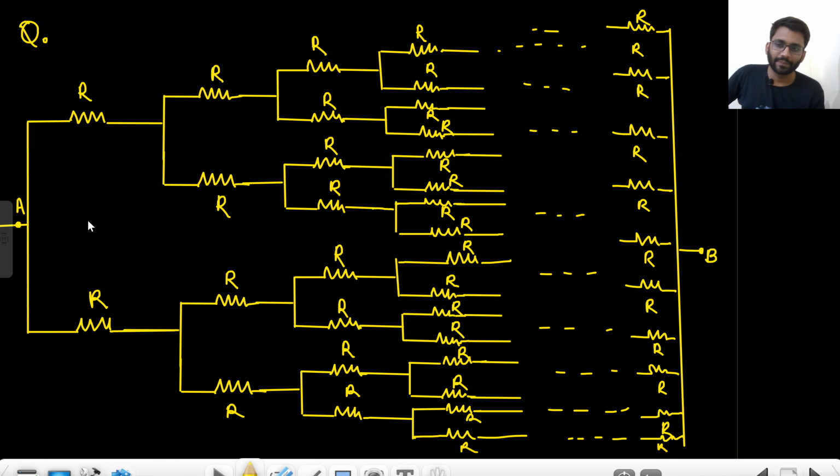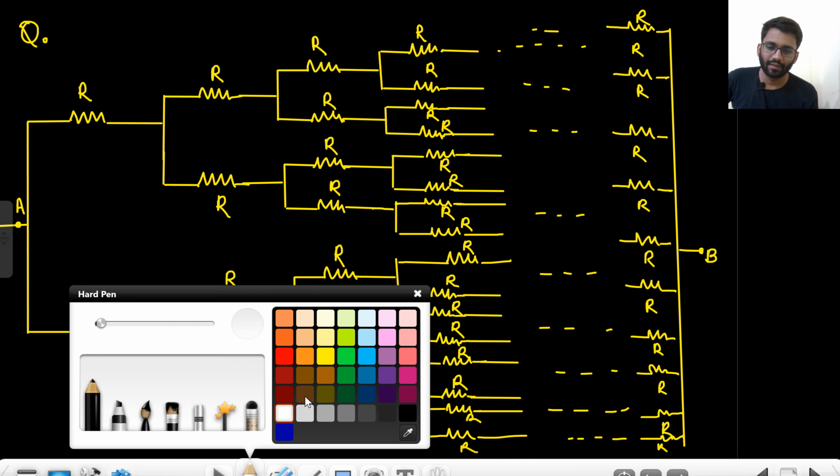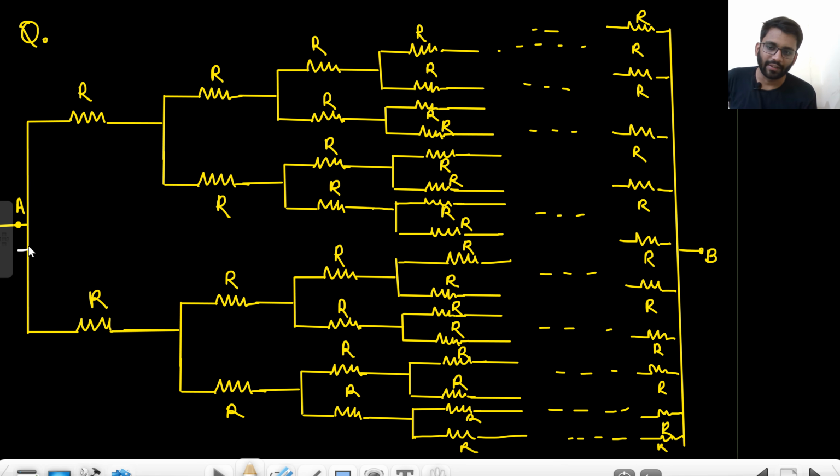Now I will do one thing. If I come here, what will this node be? Isn't it the same as A? Forget about it. I am calculating R equivalent from here, R equivalent from this side. I think I should change the color of the pen. If this is R equivalent, for me, this is R equivalent. So now tell me what will this be? Isn't it the R equivalent only?